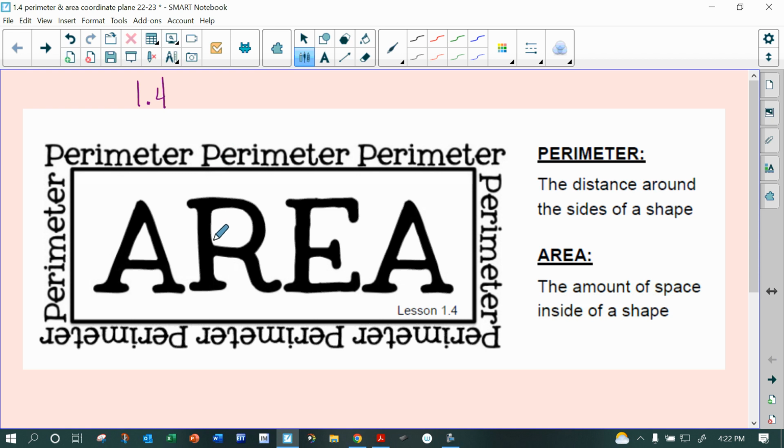We have discussed this previously already in class. Perimeter is the distance around the sides of a shape. Area is the amount of space inside. So perimeter goes around, area is on the inside. So here we have lesson 1.4, but just to point that out.